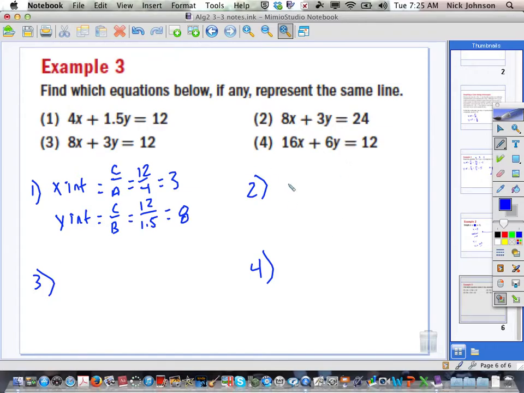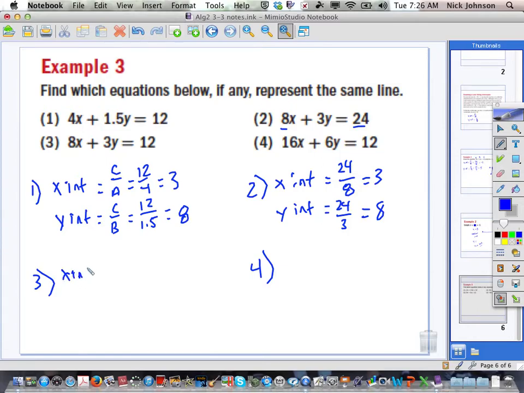So if you go to 2, I'm not going to write c divided by a anymore, I think we get the picture on that. My x-intercept is c divided by a, which is 24 divided by 8, which gives me 3. My y-intercept is c divided by b, which is 24 divided by 3, which is 8. Okay? Which is telling me right now 1 and 2 are the same. Let's check the other ones.